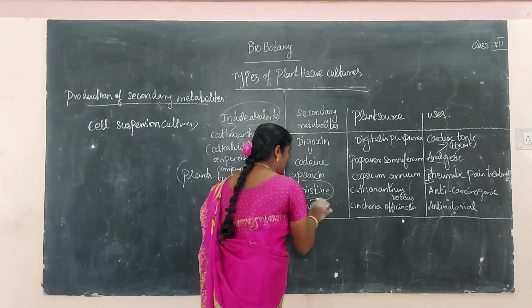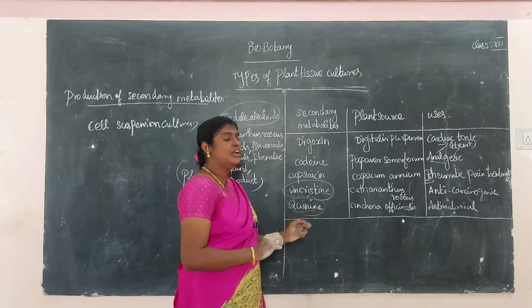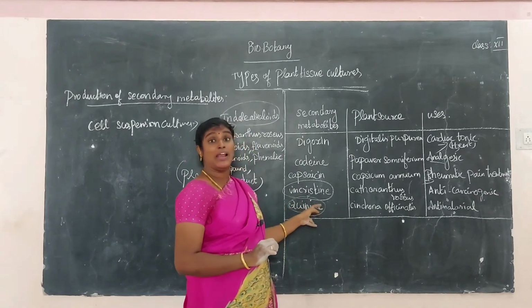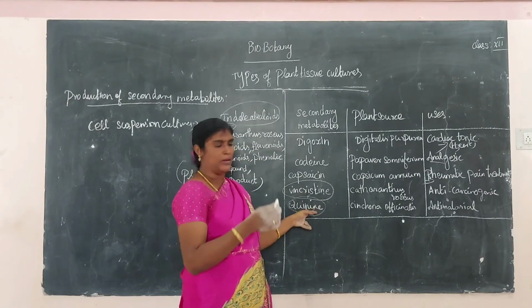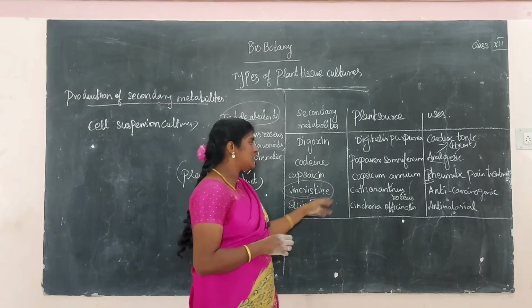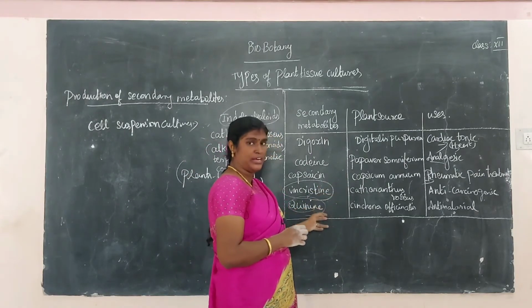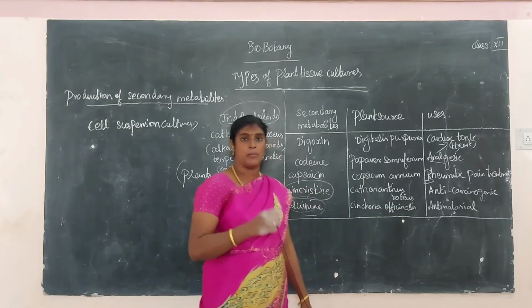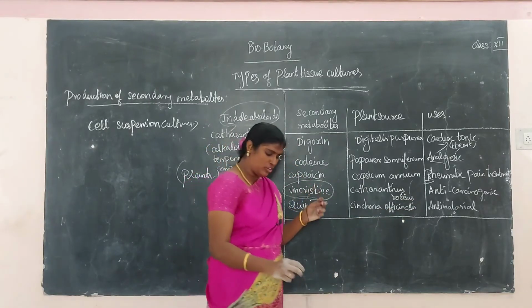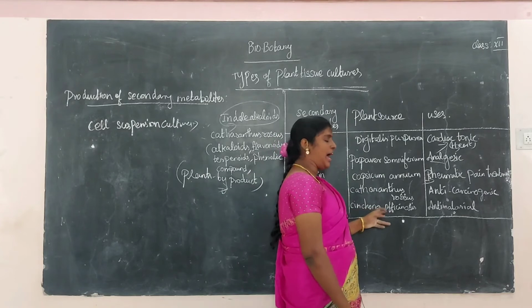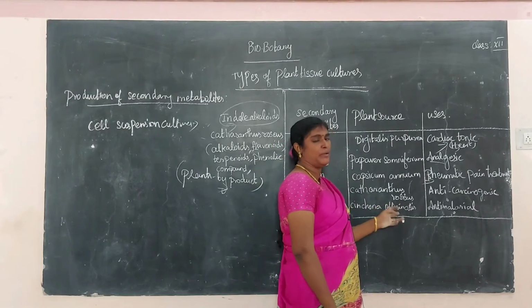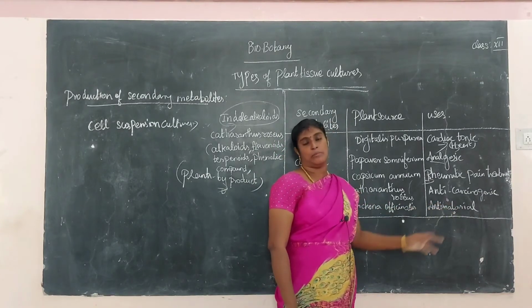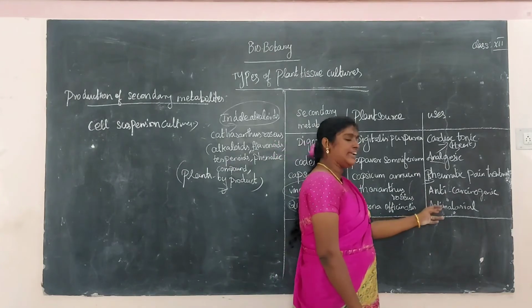Quinine is a common secondary metabolite name. Quinine tablets are used for malaria treatment. This secondary metabolite is obtained from the plant Cinchona officinalis. It is extracted from the bark of the tree. Cinchona officinalis is mainly used for malarial treatment, so it is called an anti-malarial.